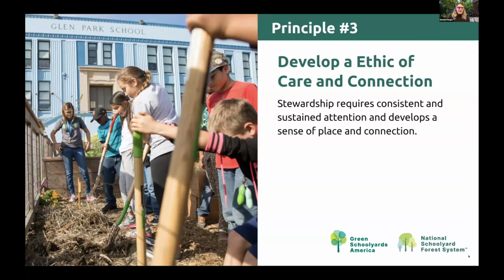Principle 3. Here we go. Develop an ethic of care and connection. This principle encompasses that shift from maintenance as a chore to a mindset of stewardship. So stewardship is an ethic of understanding and care for a place and its resources. It involves consistent and sustained attention to a place, and consistently engaging students in stewardship, which we'll hear more about later, will create a culture of care at school. And this deeper engagement with a school's local environment helps students and the school community develop a sense of place, which is fundamental to fostering a connection to, and an interest in caring for, the broader world around us. And this ethic of care can be developed at the district level too.